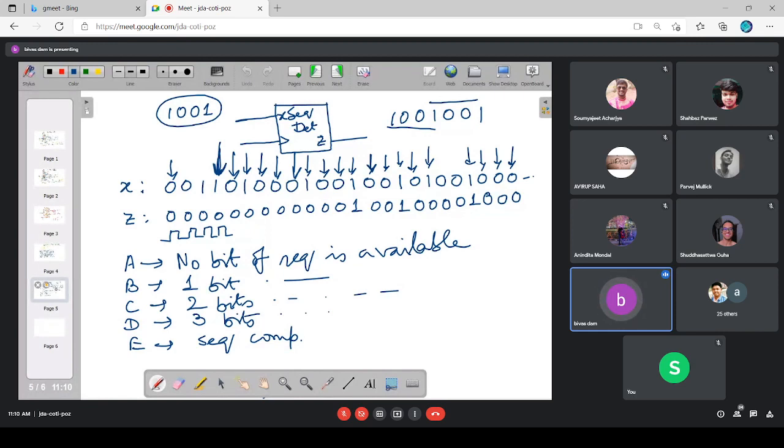So how many histories are there? 5. So how many state codes should be there? 5. To encode this history information to 5 codes, how many minimum number of bits would be required? 3. So using 3 bits, how many codes you can generate? 8. So out of those 8, you can assign any pattern to any of these states. That's up to you.